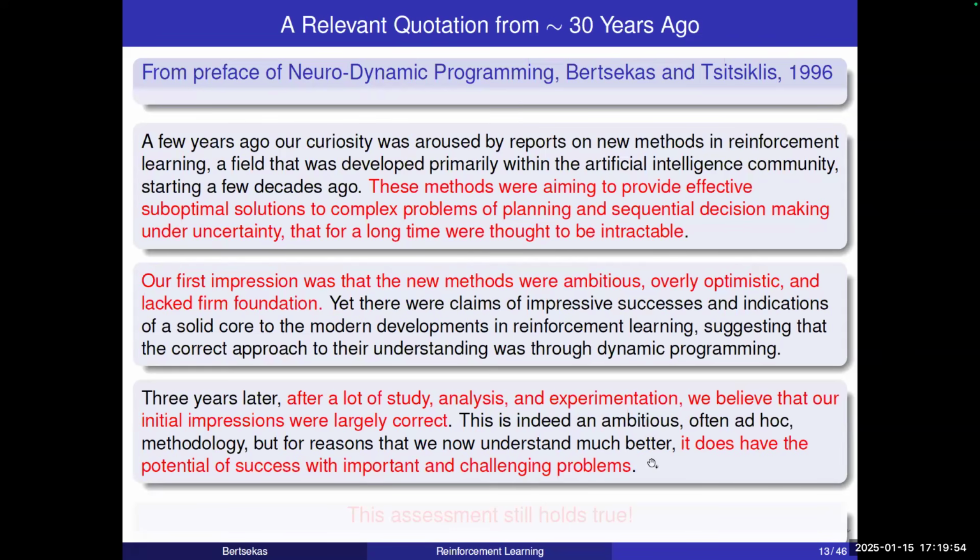In other words, we came to the conclusion that this is indeed a flaky methodology, unreliable, requiring a lot of art together with a theory. On the other hand, there were elements of solidity in this methodology, and if you knew how to deal with it, you could have a good chance of solving important and challenging problems like chess or backgammon. Now, this assessment from 30 years ago holds true still. That's exactly what's happening. This is an unreliable methodology, but with understanding of the theory, understanding the practice, being able to use the tools, having a big computer, and having some luck, you may be able to solve very, very challenging problems. That's where we are.